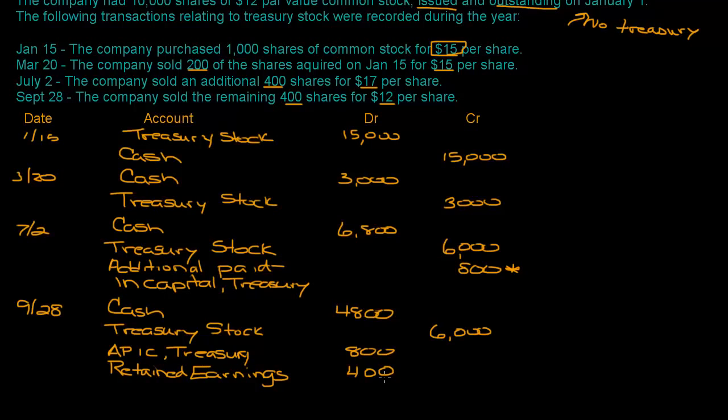Now, let's say that the 7-2 entry and the 9-28 entry were reversed. On 7-2, I had sold the shares for $12 per share. If that's the case, then I wouldn't have had this additional paid in capital. And if there's no additional paid in capital for treasury stock, then I would put everything into retained earnings. So it's really important that when you're doing a problem like this with treasury stock, you track if you have any additional paid in capital for treasury.